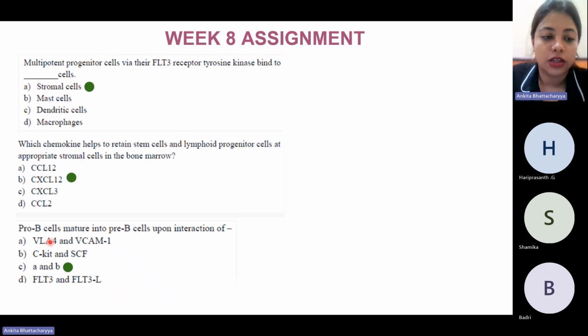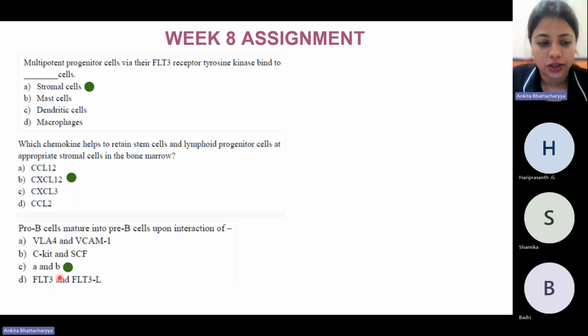And just from the diagram that I showed you just before this, we had seen how pro-B cells mature into pre-B cells. And that interaction involves which of the following receptor ligand interactions. So that has A, VLA4 and VCAM1, B, c-KIT and SCF, stem cell factor. C is for A and B, both options, or D, FLT3 and FLT3 ligand.